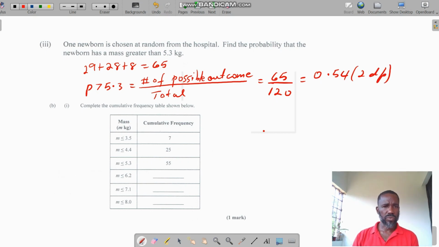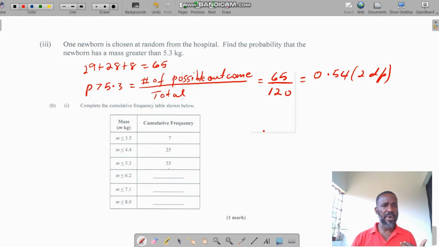Now, we are to complete the cumulative frequency. As the term suggests, when you accumulate something over a period of time, it adds up. So basically what they are asking you to do is to look back at the table, and we're going to keep adding as we go along. So it was 7, and between 3.5 and 4.4 was 18. 18 and 7 will give you 25.